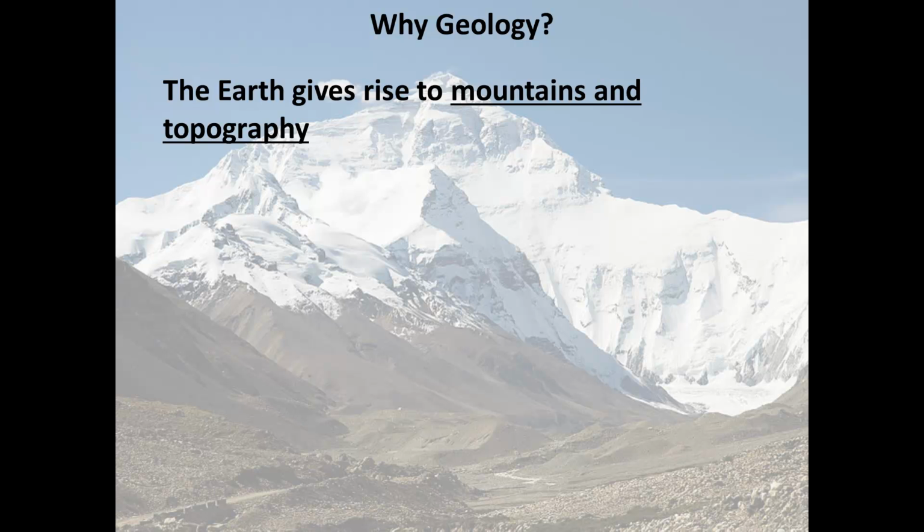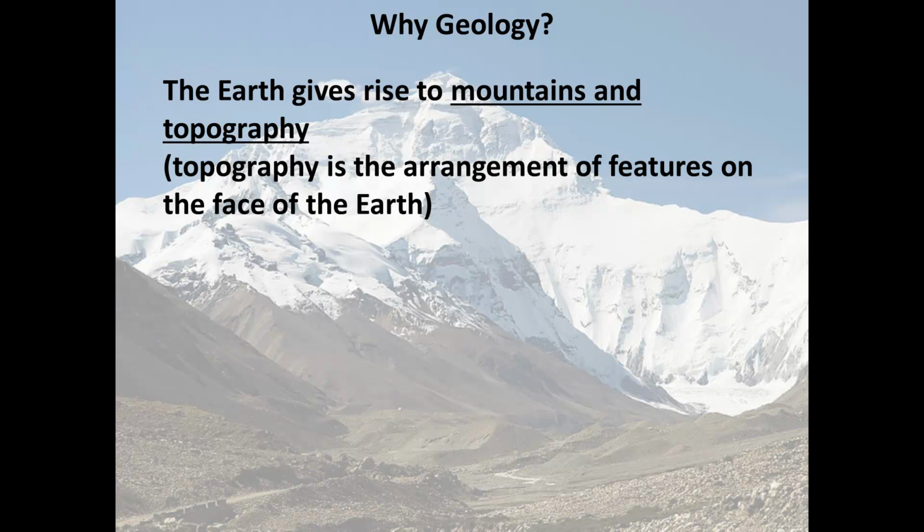The earth gives rise to mountains and topography, and we'll talk about that in a moment, but I just wanted to make sure you understand topography. Topography is the arrangement of features on the face of the earth, so the position of the mountains and the rivers and the watersheds and good soils and bad soils and so on and so forth. Topography also includes man-made objects, so it's just stuff on the earth.